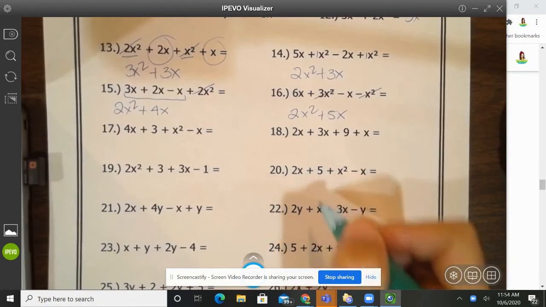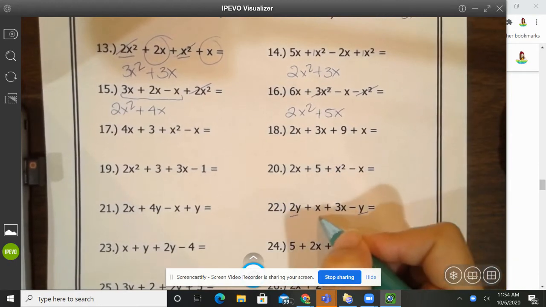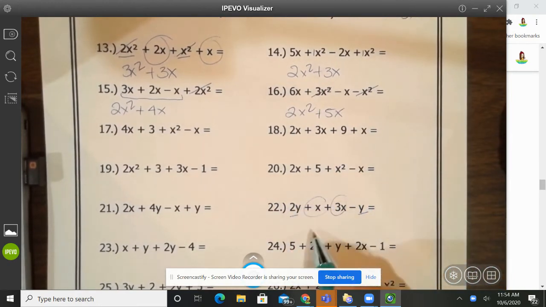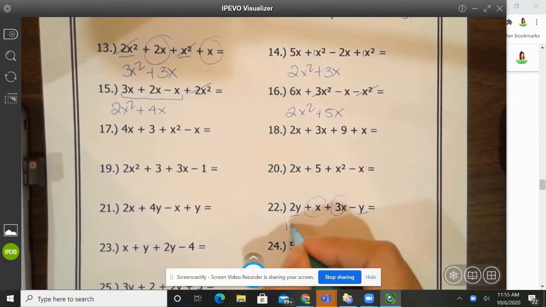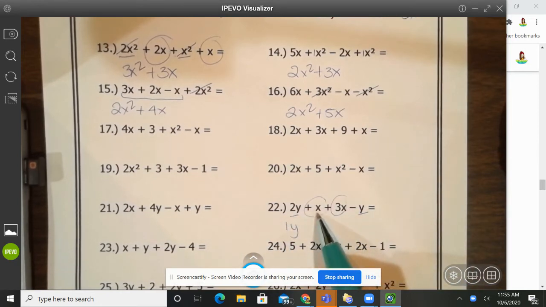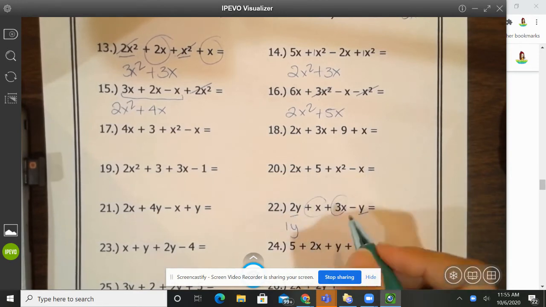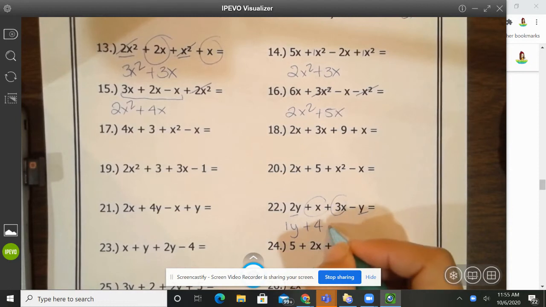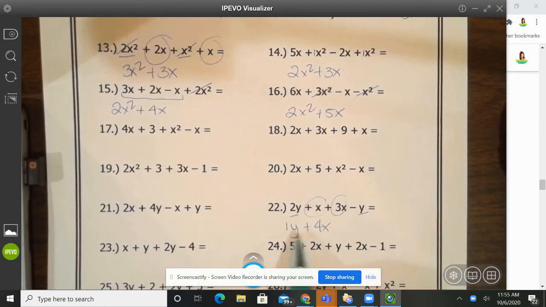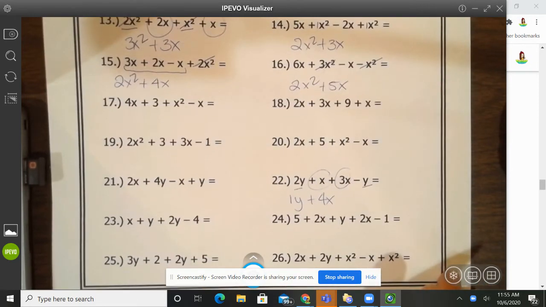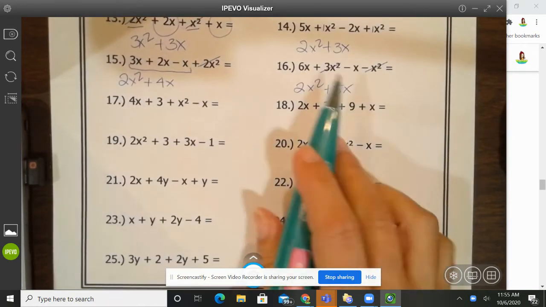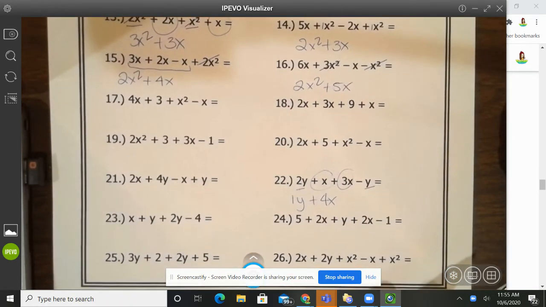We are combining y's with y's and then x's with x's. We're going to start from left to right. 2y minus 1y is 1y, right? And then 1x plus 3x's is 4x's, so plus 4x. Now, does it matter if I put the y in front of the x? No, in this case, it doesn't matter. We only do that when we have higher exponents.